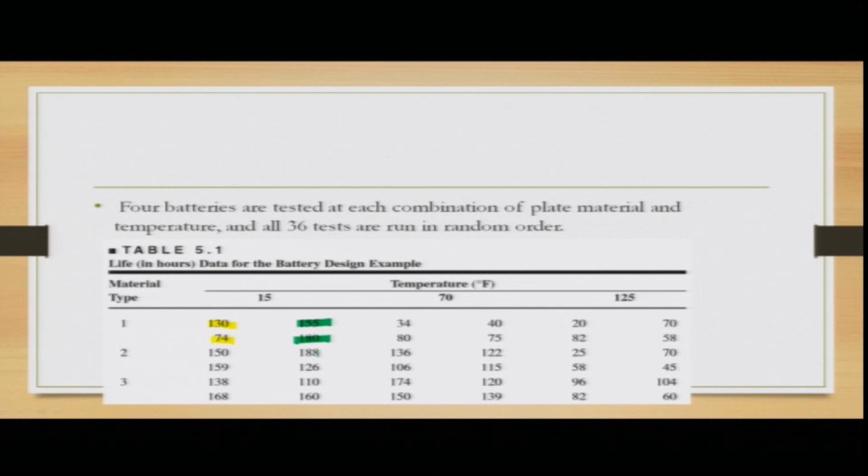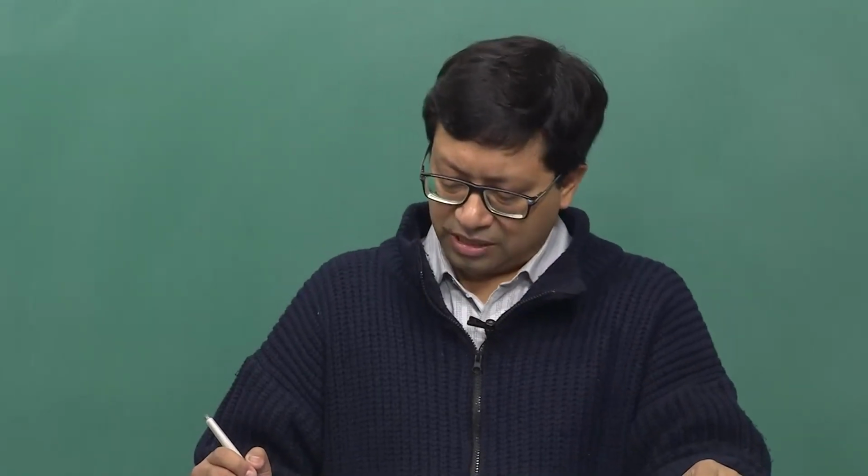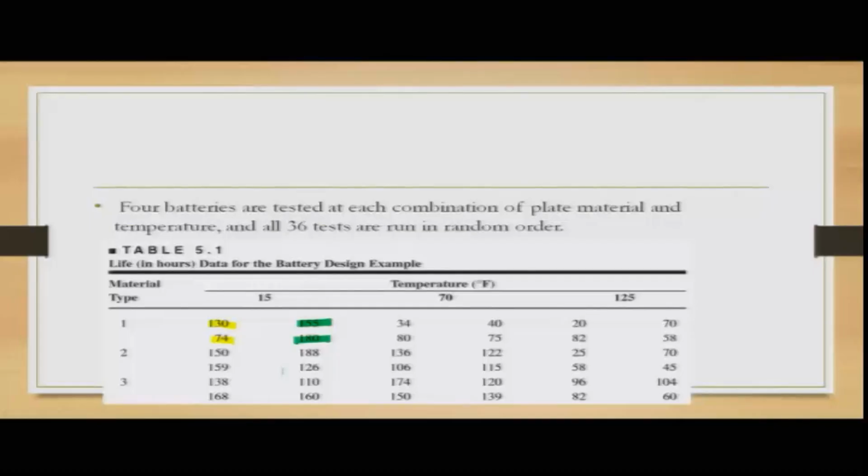Then the next value is 188, till the last value is 160. For temperature of 125, I will just read the last column in order to make you understand how the overall matrix is. You will basically have, let me use a different color. So that would be 70, 58, the next value being again 70, 45, 104 and 60.